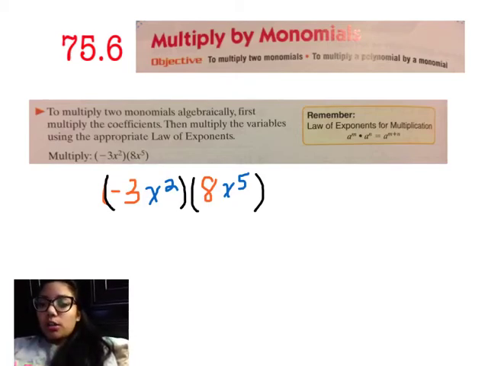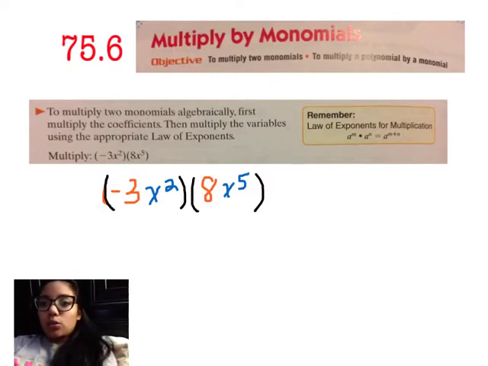To multiply two monomials algebraically, first multiply the coefficients. The coefficients are the numbers in front of the variable. You should know that because you had a vocabulary test on that. So the number in front of the variable or attached to it.